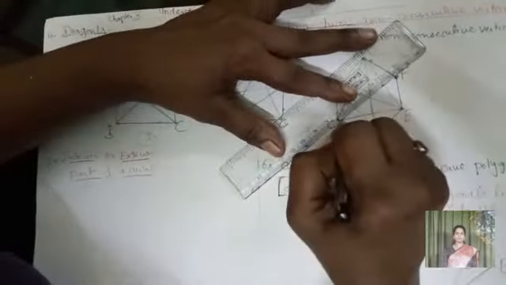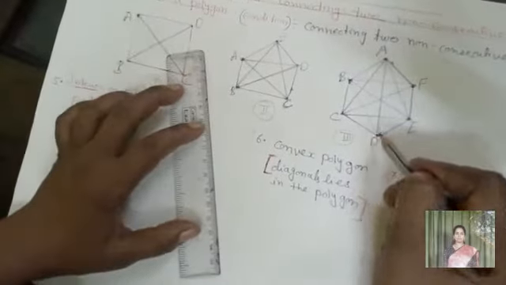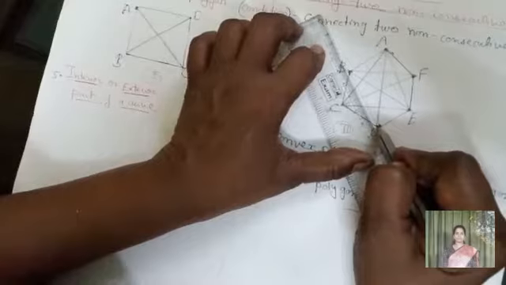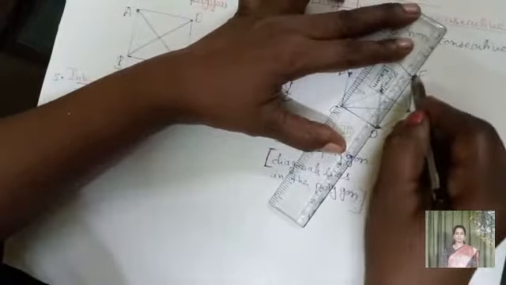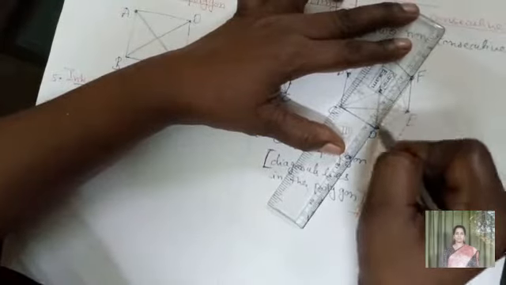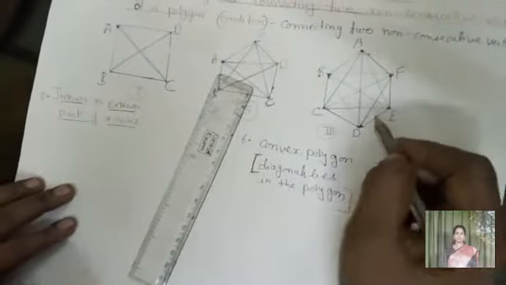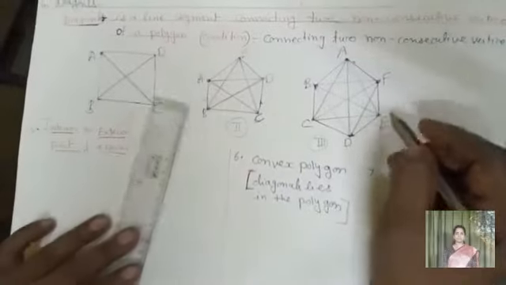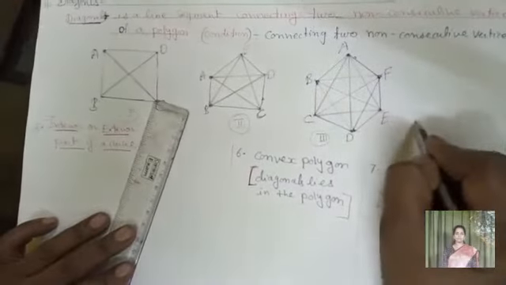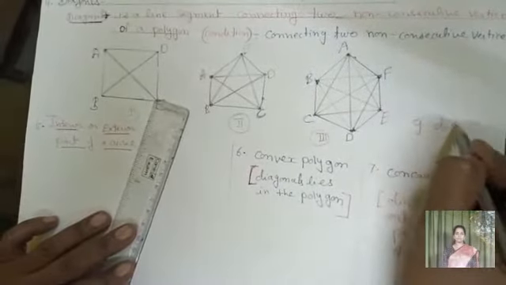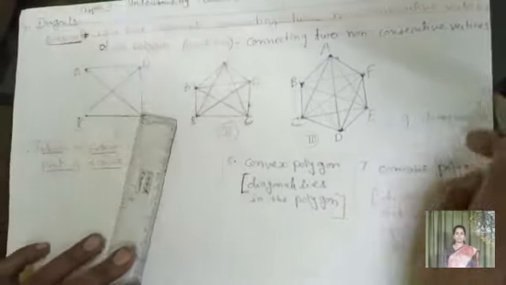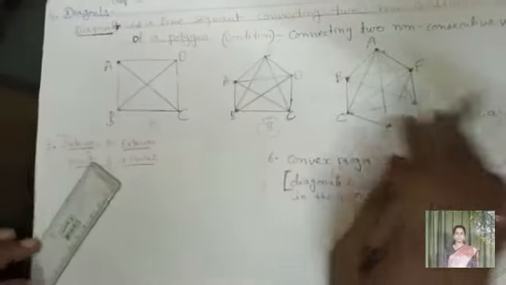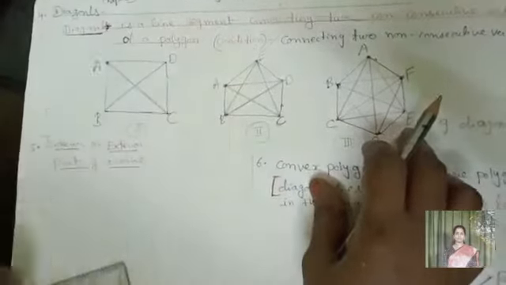Then we will consider the point D. From D we cannot join C and E, but we can join D to B, D to A and D to F. Now after counting this we conclude that a hexagon has 9 diagonals. So what a diagonal is, is clear for you.